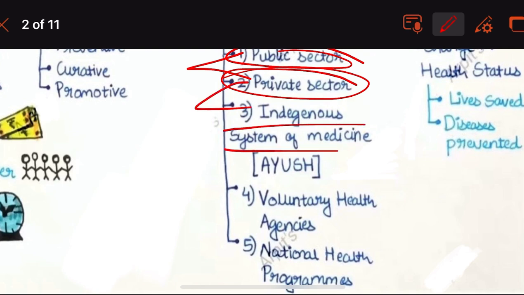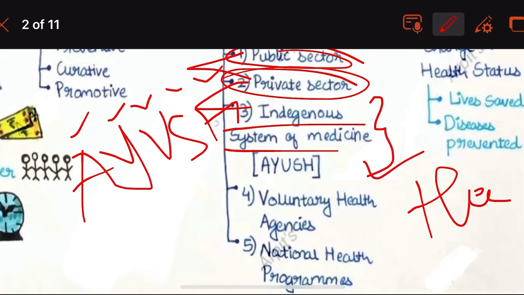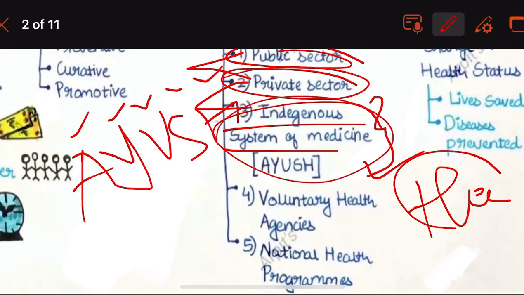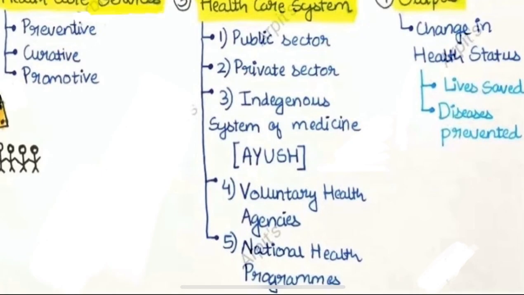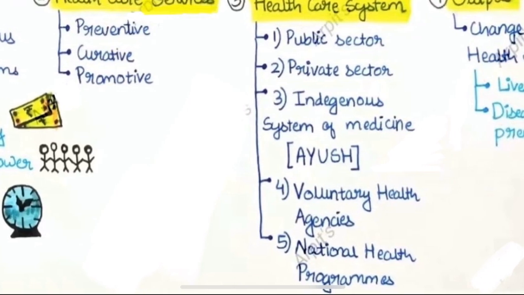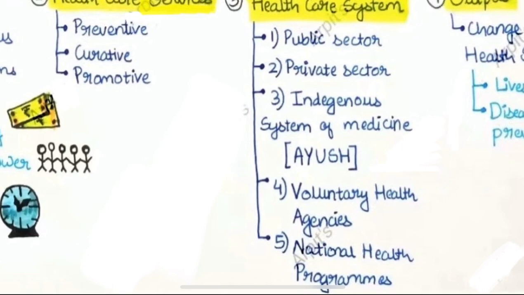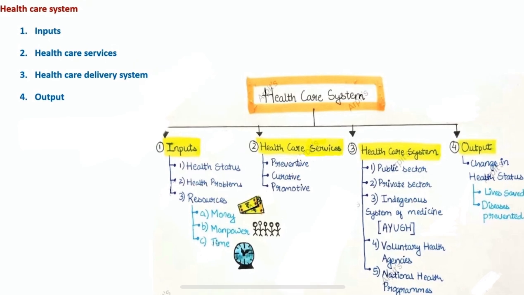Then the indigenous system of medicine, which is Ayush. Ayush is Ayurveda, Yoga, Unani, Siddha and Homeopathy. This other system of medicine also plays a major role in providing healthcare to the community. Next, we have voluntary health agencies and national health programs. Certain voluntary health agencies and the national health programs are also providing healthcare to the community. So these are the healthcare delivery systems.